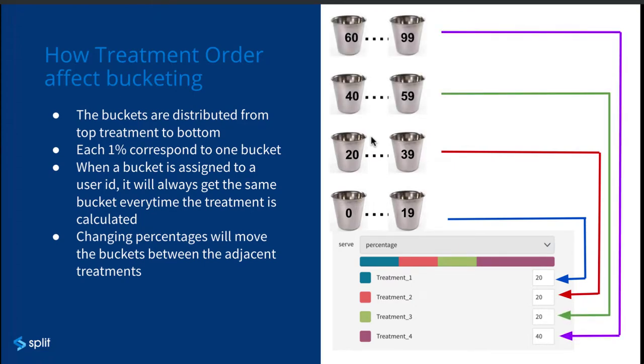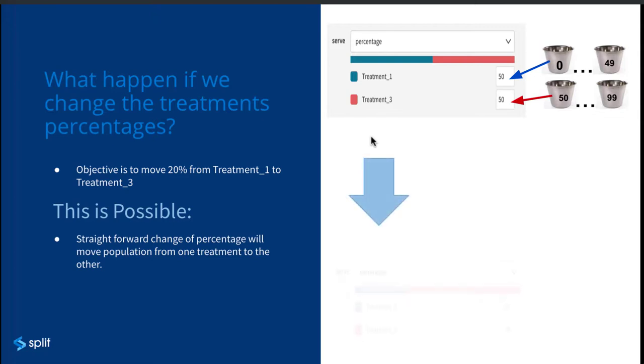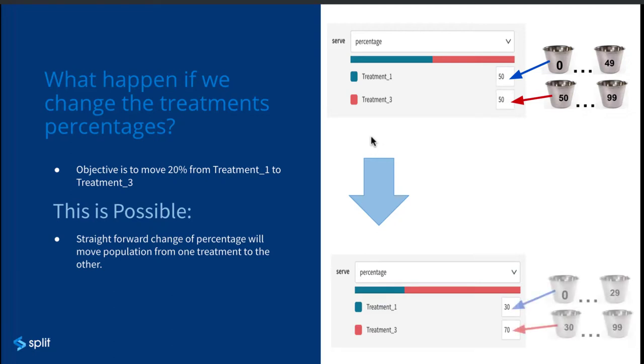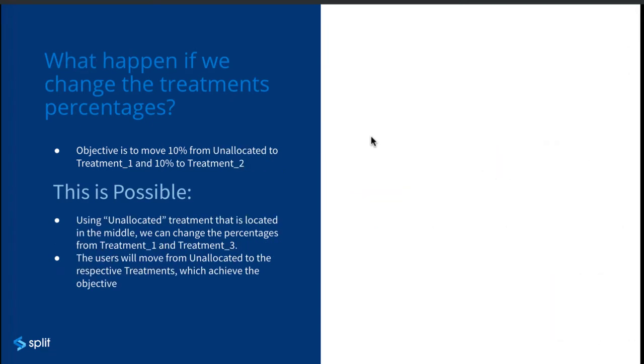Now, how will percentage changes affect these buckets? Let's check this example. Here we have only 2 treatments, and the percentage is 50-50, so we have half the buckets in one treatment and the other half in the other. Now, if we want to change it to 30-70, that means we want to move 20% from treatment 1 to treatment 2, and the buckets, of course, will change. So now I have 0 to 29 in treatment 1 and 30 to 99 in treatment 2, which will achieve the objective, where we're going to move buckets 30 to 49 from treatment 1 to treatment 2. So this is obviously possible and it does work as intended.